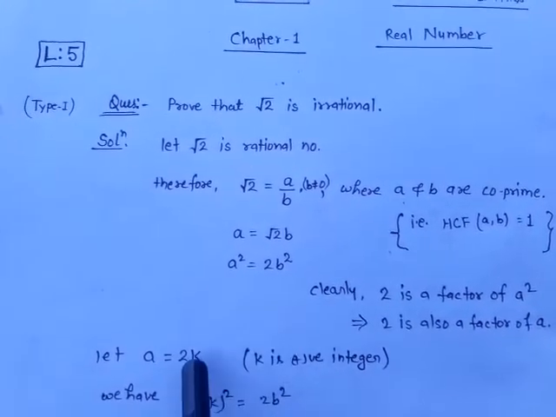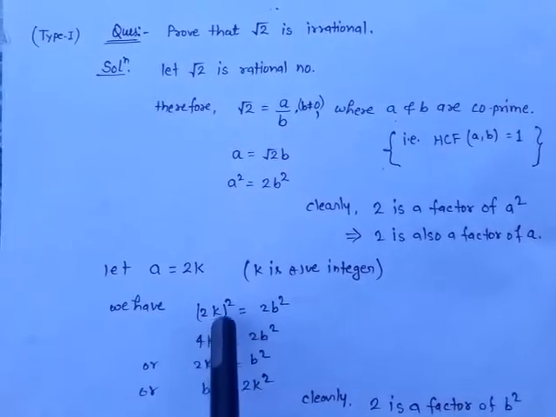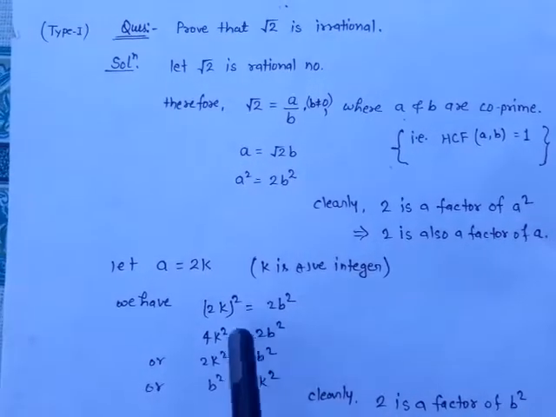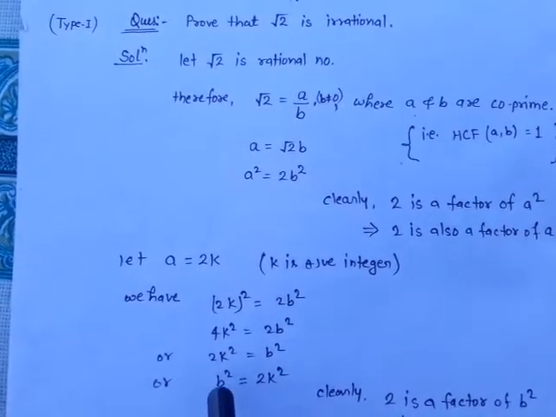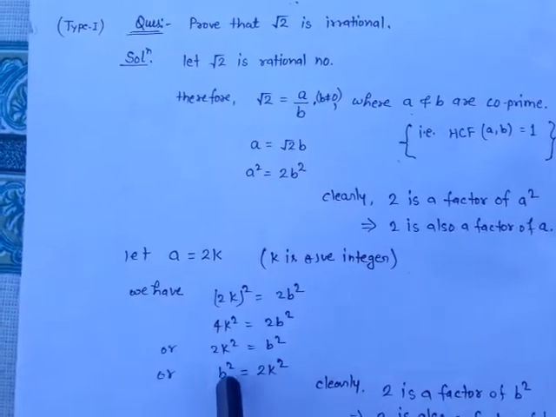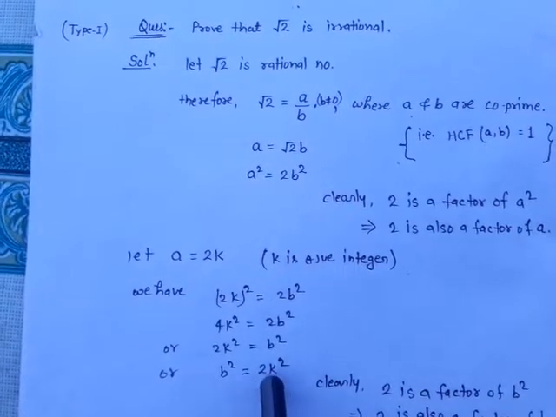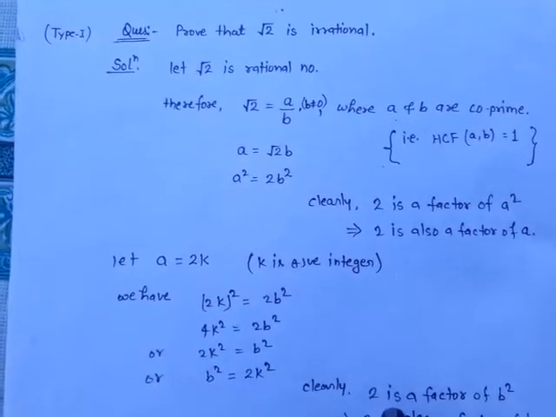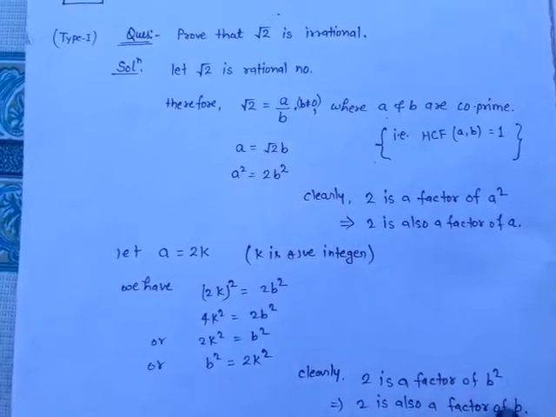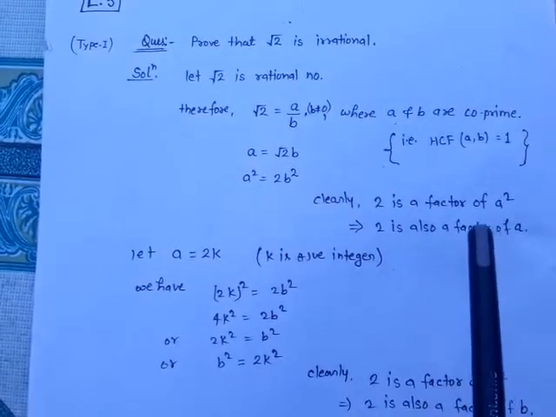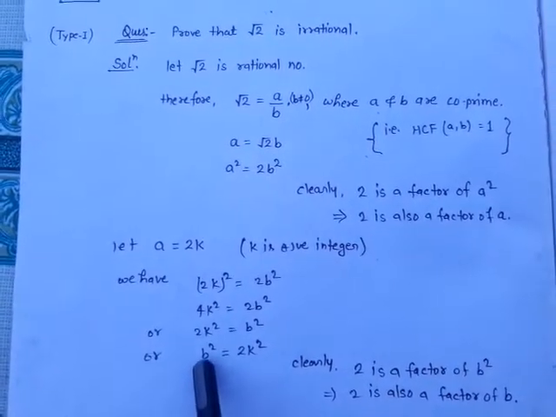Putting 2k in place of a, we have 2k whole square is equal to 2 b square. 2k whole square is 4k square, equal to 2 b square. Simplifying this, we get 2k square is equal to b square. That means b square is equal to 2k square. Now here it is clear that b square is written as two factors, 2 and k square. Clearly 2 is a factor of b square, therefore 2 is also a factor of b. Similarly, 2 is a factor of a square, so 2 is also a factor of a.